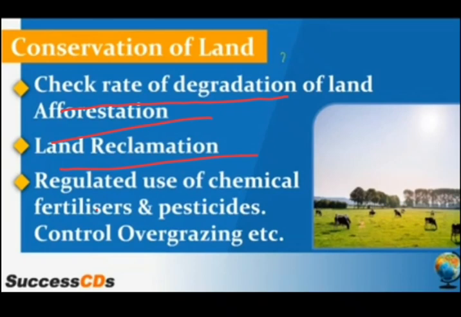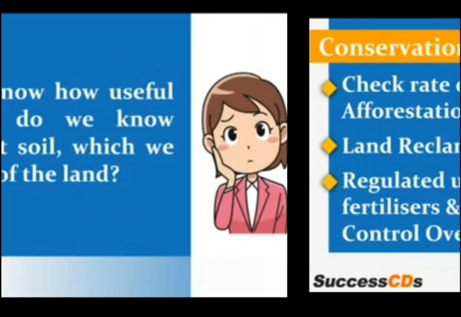Then regulated use of chemical fertilizers and pesticides, control overgrazing, etc. Use should be regulated. For example, we are using pesticides and fertilizers very much, we should reduce them. And a check on overgrazing are some of the common methods used to conserve land resources.